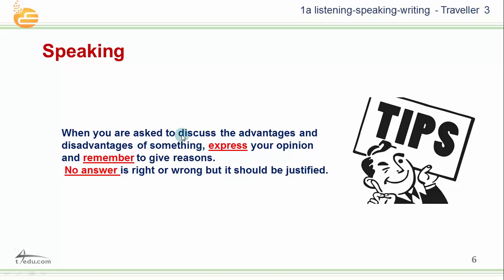So when you are asked to discuss the advantages and disadvantages of something, try to express your opinion and remember to give reasons. If you say 1, 2, 3, you have to say why, and you have to give examples. Remember, this is just speaking, so no answer is right or wrong, but it should be justified. You may like this and you may not like that, but either way, you have to speak, express yourself, show your character, and always try to give reasons, and for your reasons, try to support them with examples. Okay?